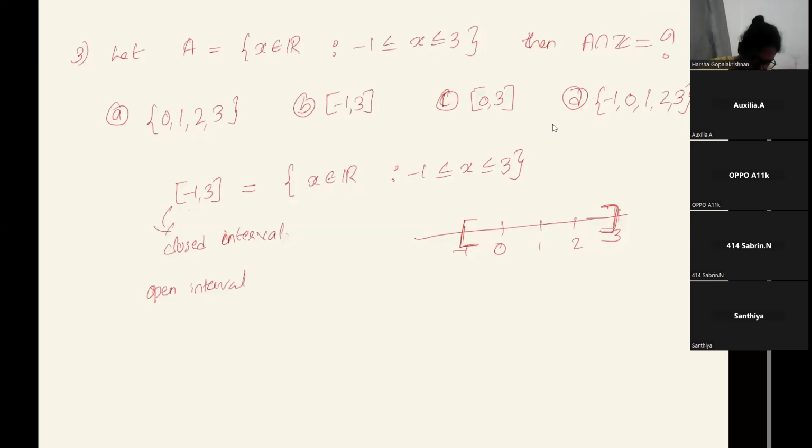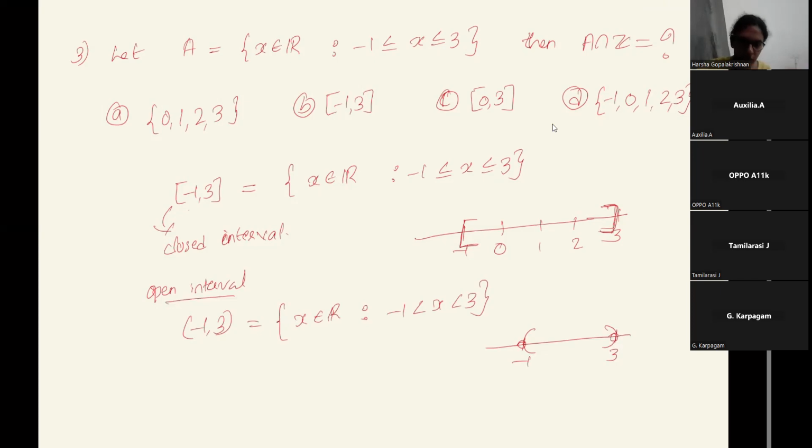If the same -1, 3 I am taking with the usual bracket, (-1, 3), this set is set of all real numbers which varies from -1 to 3, but -1 and 3 are excluded. So what does this mean? If this is -1 and this is 3, this point is excluded and this point is excluded. So this is the open interval. Okay. Now, coming to the question.